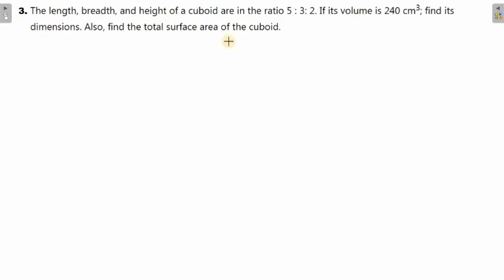Let's move to the last question for the day, which says the length, breadth and height of a cuboid are in the ratio 5:3:2. So given is the ratio between length, breadth and height. This ratio is given to you as 5:3:2. Now let me take length to be 5x, breadth to be 3x and height to be 2x. I have not written down the units, we will write them later.